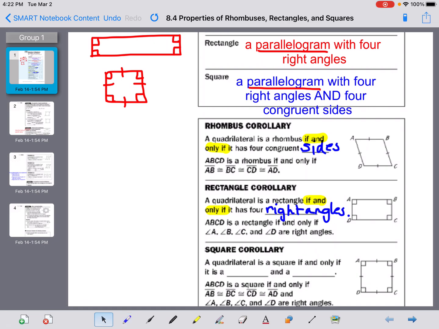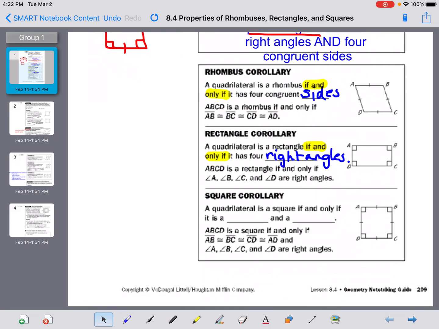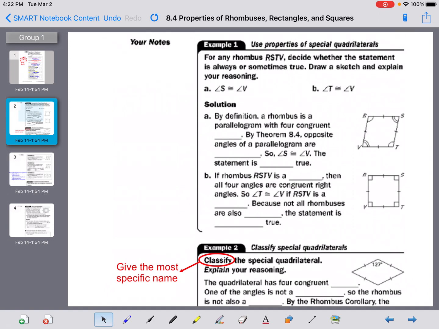And then we have the square corollary, which says a quadrilateral is a square if and only if it is a rhombus and a rectangle. Or you could say if it has 4 congruent sides and 4 right angles, okay? So a square is going to follow all of those. So again, if you see something that's a rhombus and a rectangle, then it has to be a square. We can reverse that.